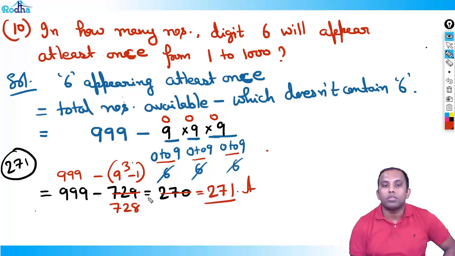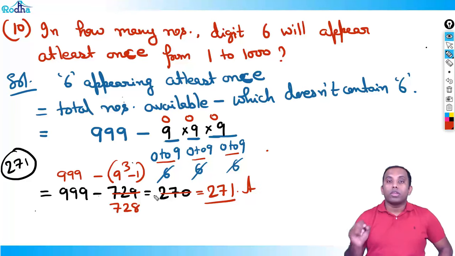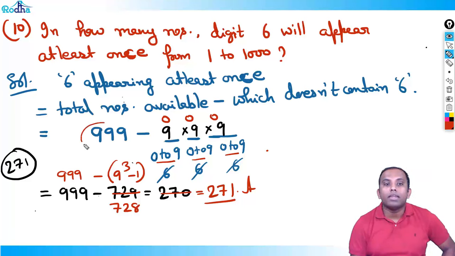I'm crossing it out because it is a general mistake. Now you can ask me, sir, why 000? I'm subtracting it, it doesn't contain a 9, right? Because, dear, you have taken 999 numbers here, only from 1 to 999. So where does the 000 come from? From the total numbers available, you have not taken this 000.